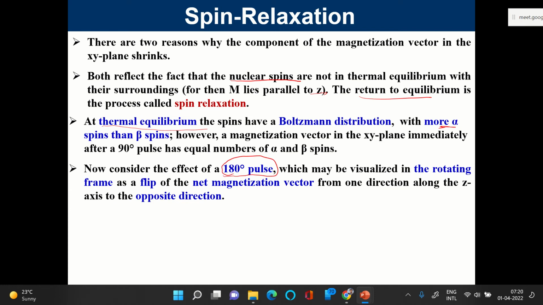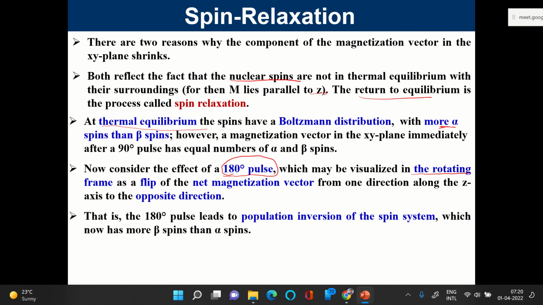So the 180-degree pulse. I think I discussed all the things. The visualization is the complete flipping of the net magnetization vector in the z direction, so it becomes totally opposed to what it was initially. So a 180-degree pulse means you are inverting the entire population.